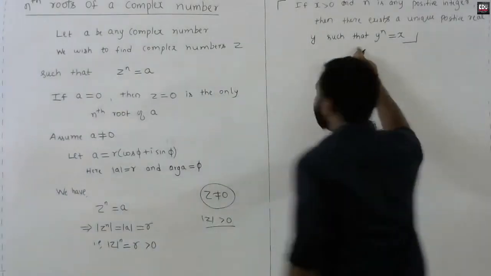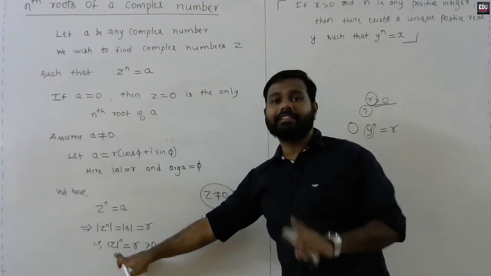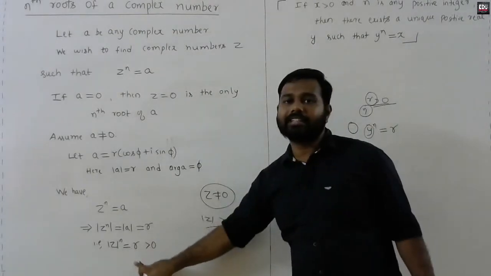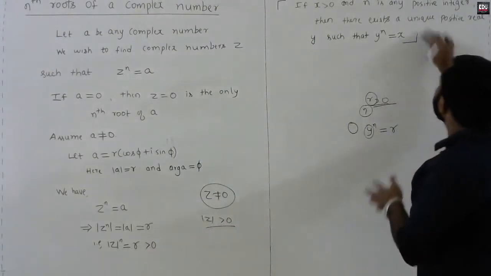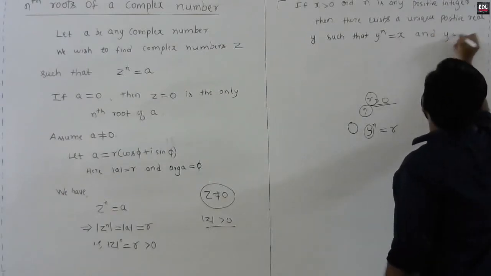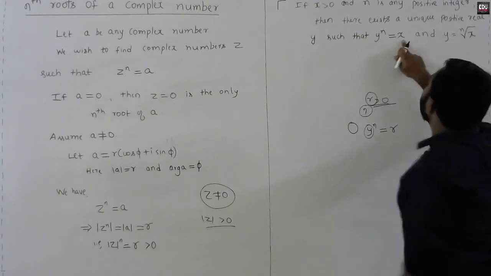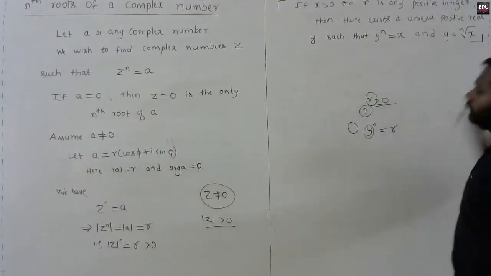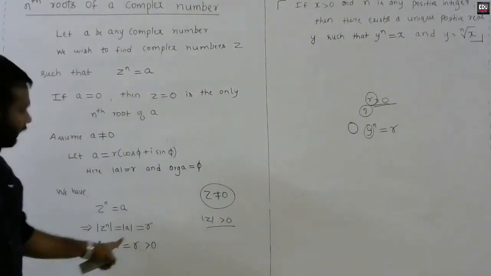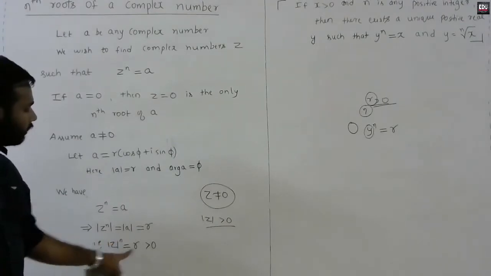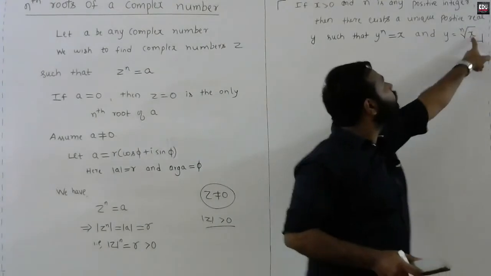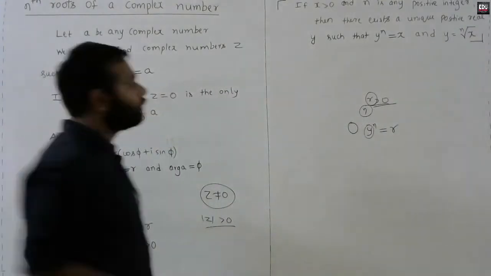And this result says that there could be only one such positive real number satisfying that equation. And such a number is called the nth root of R. So here R is a positive real and N is any positive integer. So modulus of Z whole power N equals R implies modulus of Z will be the nth root of R.